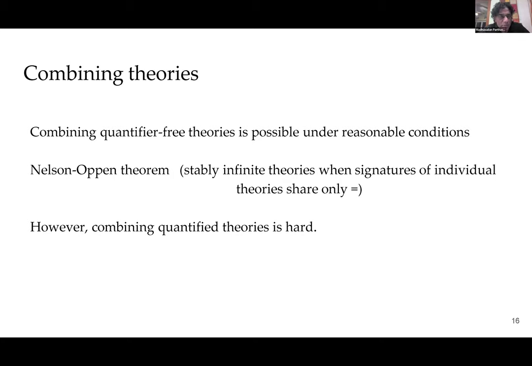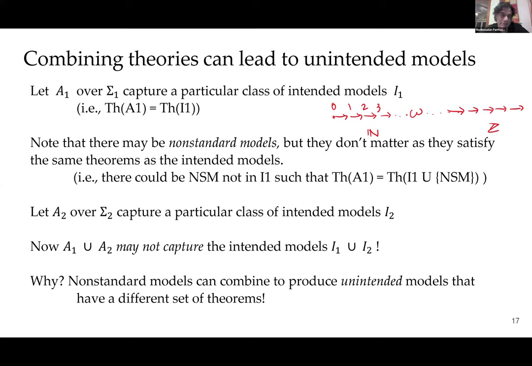Now, in our world, we are trying to combine theories, right? Combining quantifier-free theories, you might know the Nelson-Oppen theorem. So with combining quantifier-free theories, there's a lot of progress and a lot of nice things happen. But combining quantified theories is extremely hard. Nelson-Oppen works only for quantifier-free theories. So quantified theories are extremely hard to just combine. So I want to give you some examples to tell you why, because a lot of weird things happen.